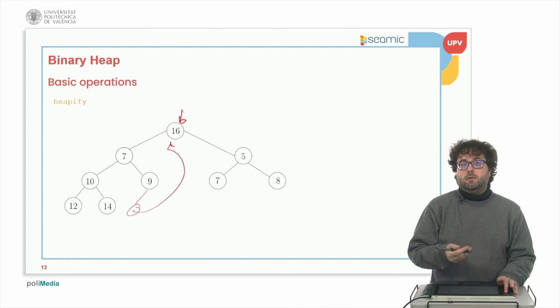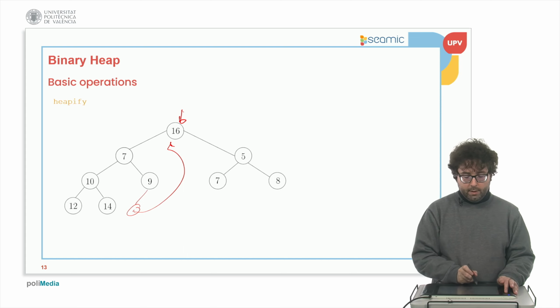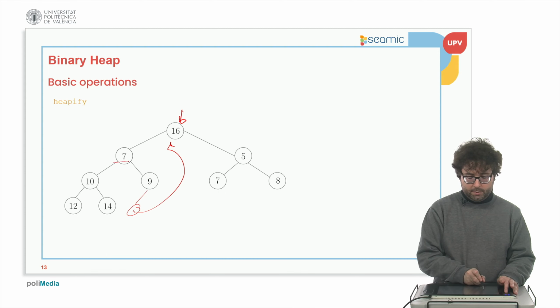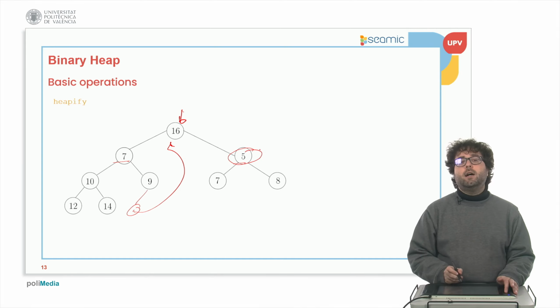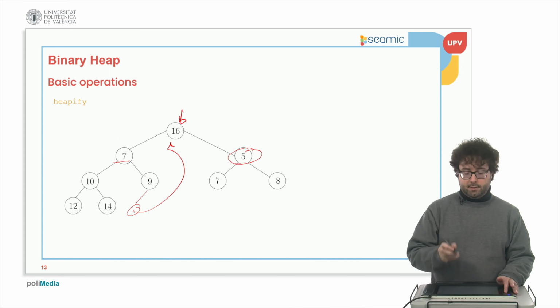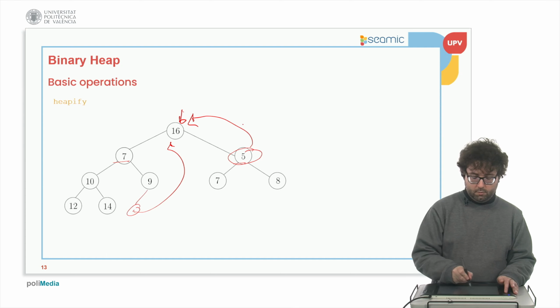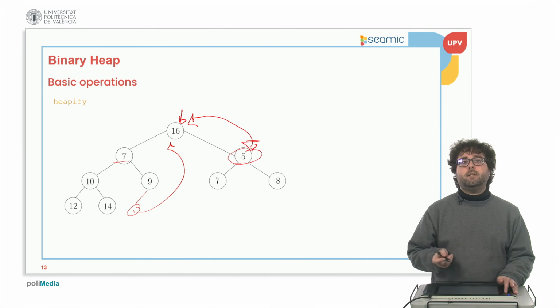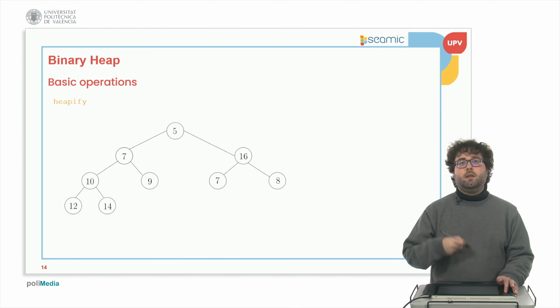Since it's the root, it's not a leaf, so we need to find the smaller child. In this case, from 7 and 5, the smaller will be 5, and we compare: 5 is smaller than 16, yes. Then we need to swap places and make a new call.